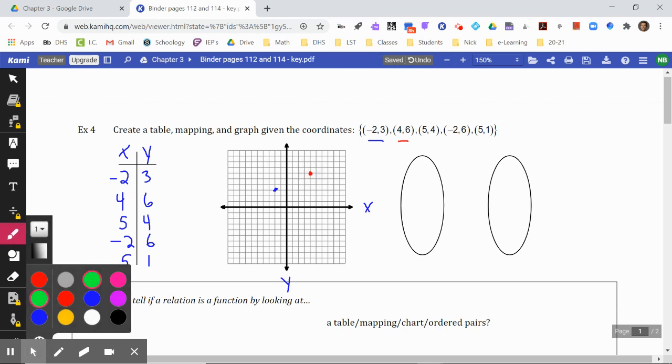Next, let's go with green at 5, 4. So again, that's going to be 5 to the right. 1, 2, 3, 4, 5, and 4 up. 1, 2, 3, 4 up.